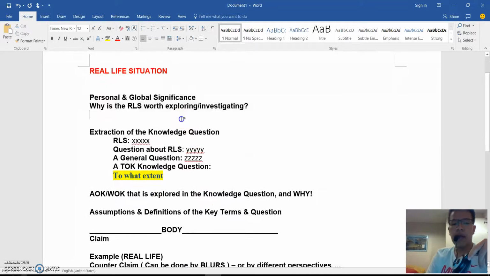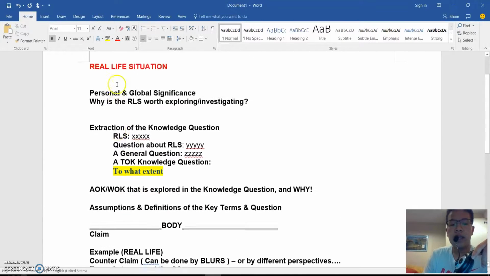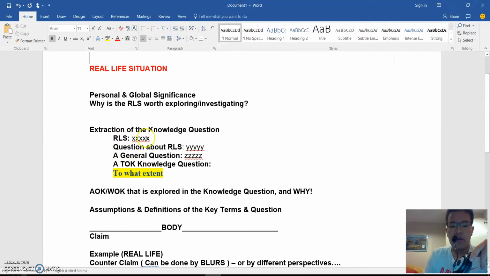So after you have these two done, you'll need an extraction of the knowledge question. So let's say your real life situation is about something, you have to have a question about the real life situation, and then a general question, and finally a TOK knowledge question, which is a to what extent question. So this extraction process is useful, but you don't have to include it in your presentation.